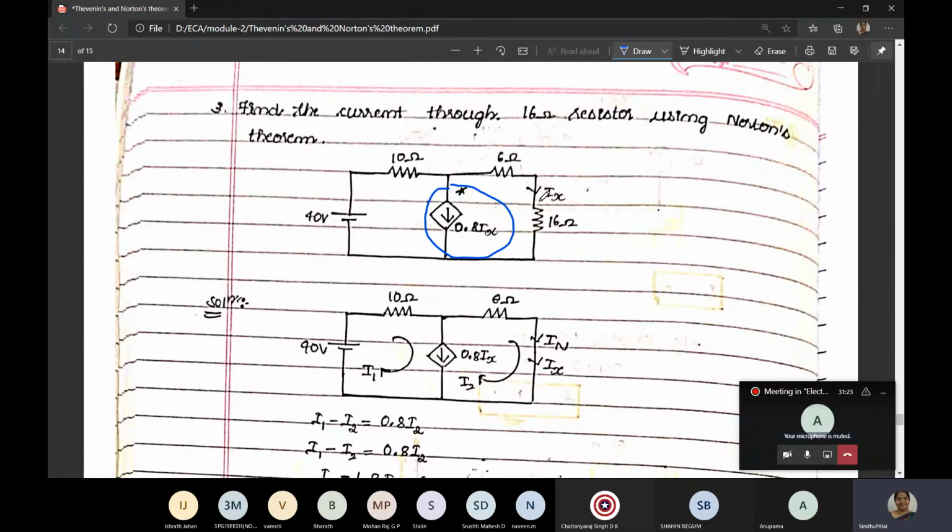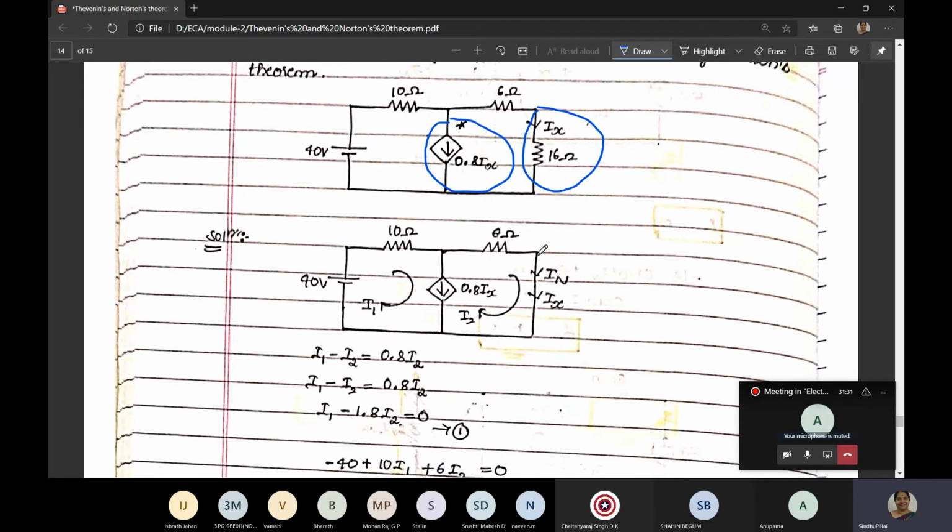What we have to do? We have to find current through the 16 ohm resistor. So which is the load terminal now? Load terminal is the 16 ohm resistor. So the 16 ohm resistor is shorted. I have to find the current here. So how many loops are there? Two loops, I1 and I2, and this will constitute a super mesh.